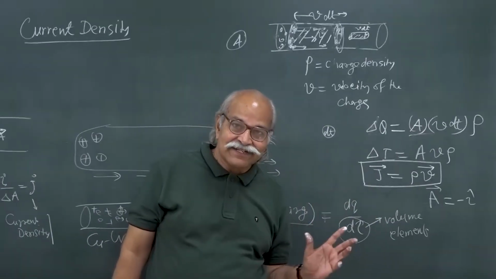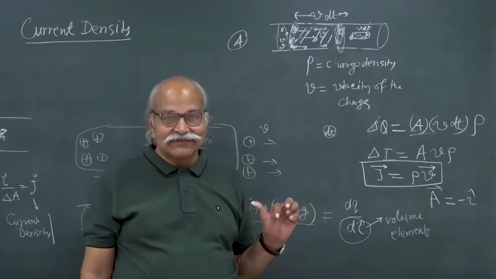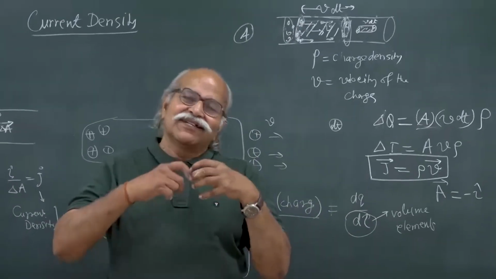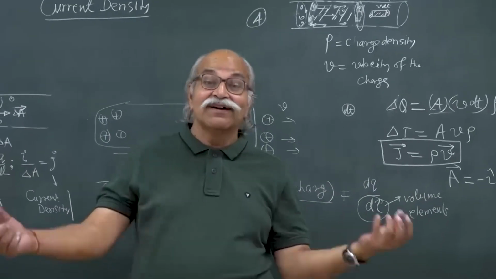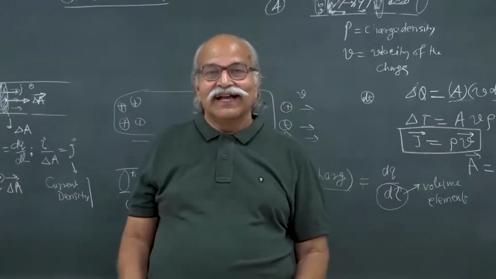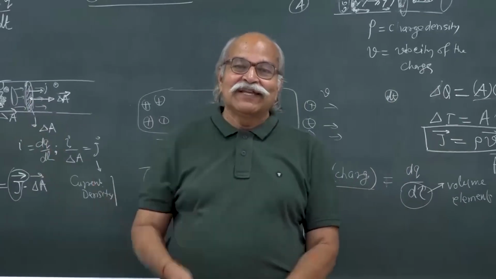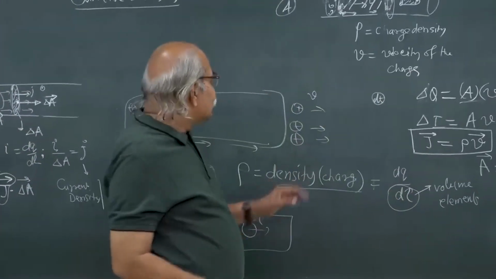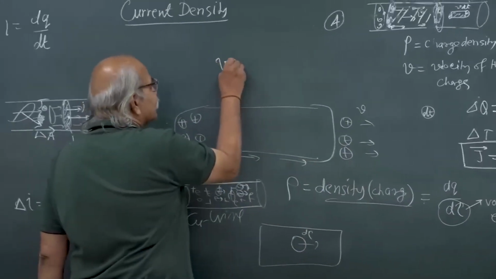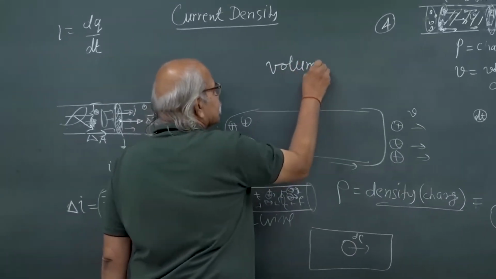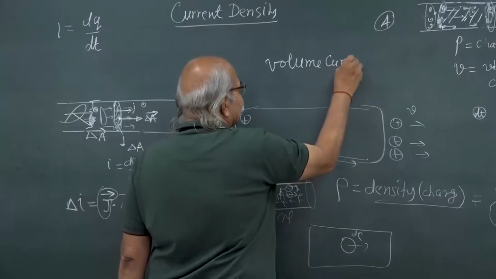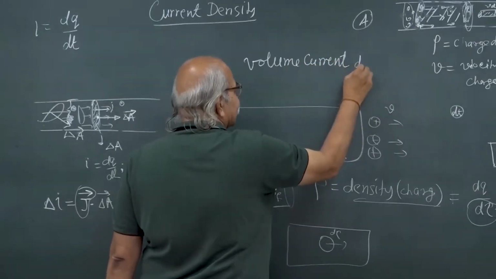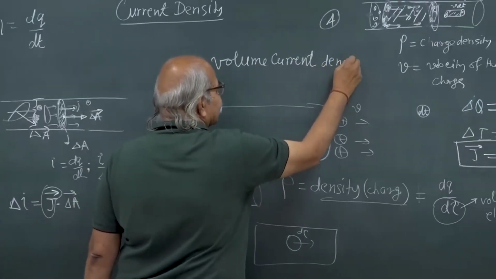This current means the current that we are talking about, and generally that will be the case. I have a wire, I have a material, and the charges are flowing, and I take a cross section and divide. So this is also known as the volume current density. This current is known as volume current, and this J which I have calculated is known as volume current density.